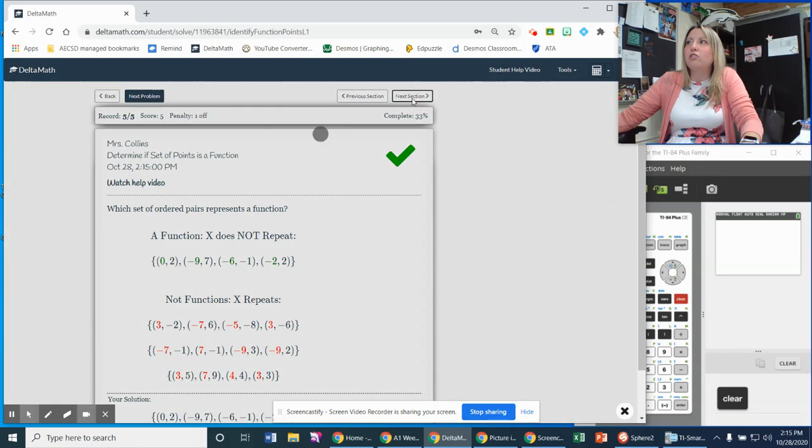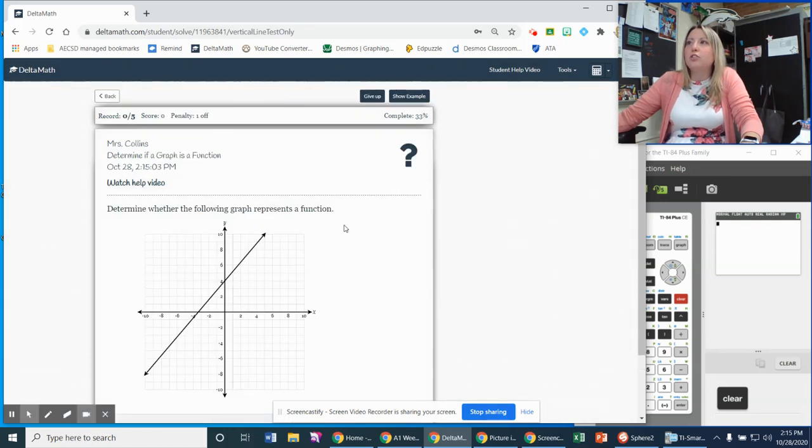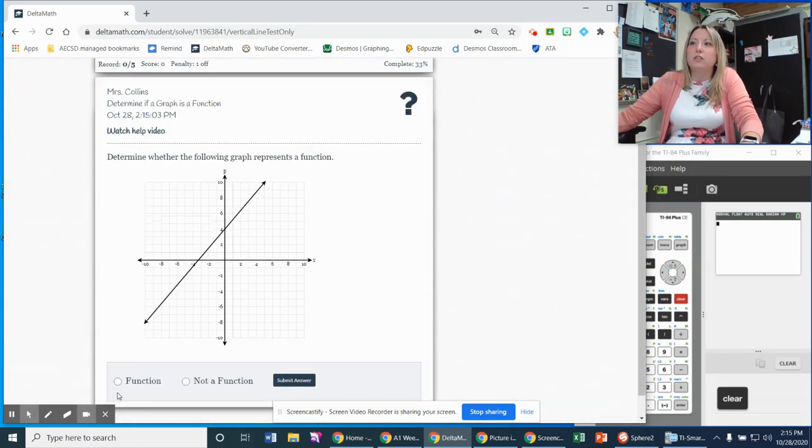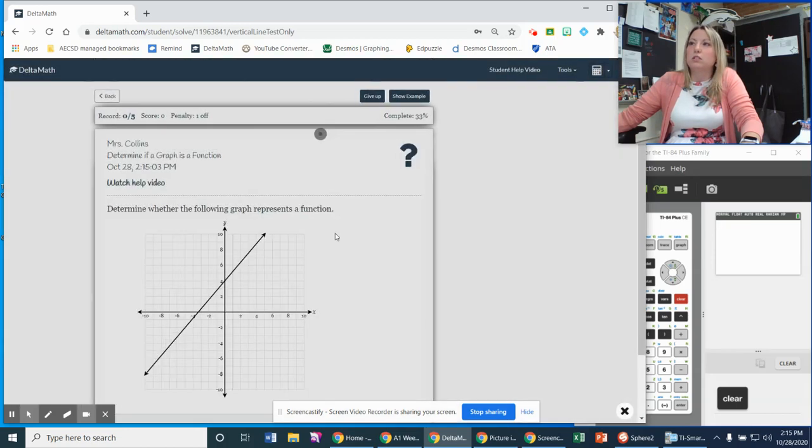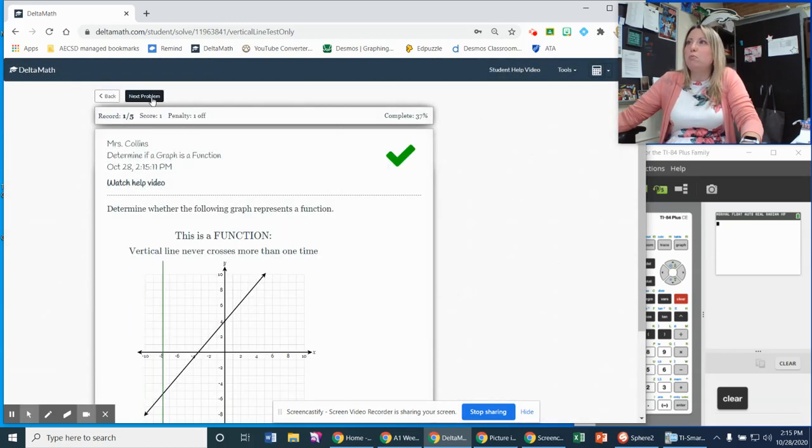So next section, here we go. Okay, determine whether this graph represents a function. Is this a function or not a function? And submit your answer. Okay, so this one shouldn't be too bad.